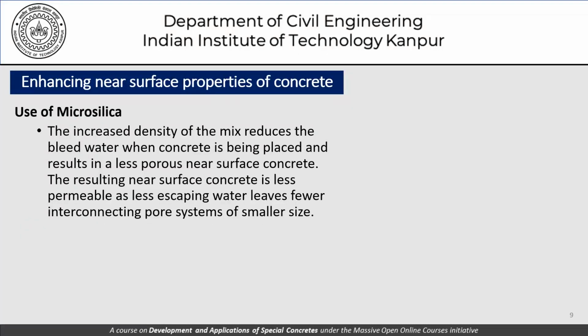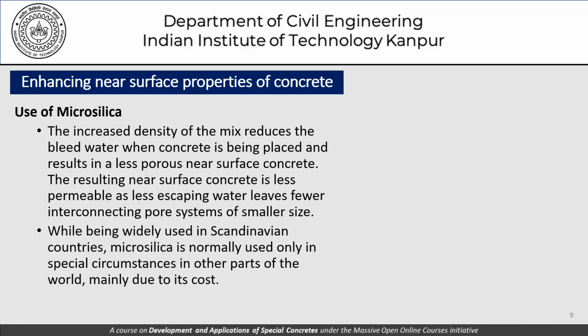The increased density of the mix reduces the bleed water when the concrete is being placed and results in a less porous near surface concrete. The resulting near surface concrete is less permeable, as less escaping water leaves fewer interconnecting pore systems of smaller sizes. So basically what's being suggested is, in this mechanism, that the presence of microsilica in the concrete mix reduces the amount of bleeding, and therefore we do not have any accumulation of additional water in the neighborhood of the formwork.